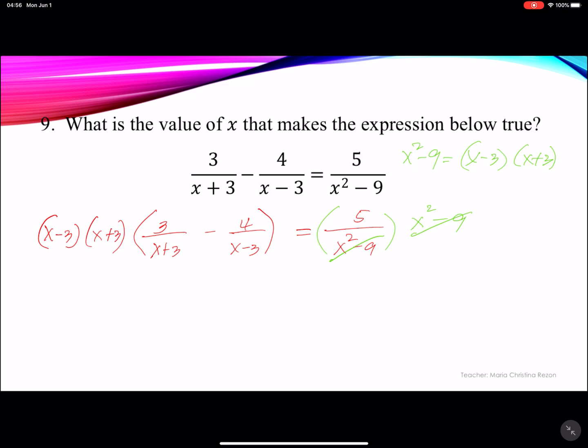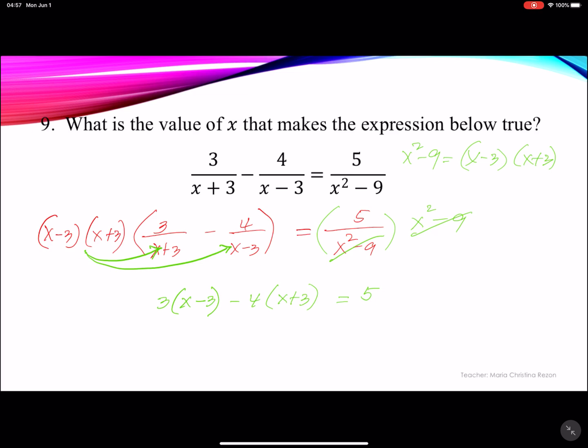And here, I'm going to multiply that there. So that is x minus 3 times x plus 3 times 3 over x plus 3. So that will be cancelled out. What is left is 3 times x minus 3. And then you multiply that there. So what is left is minus 4 times x plus 3 is equal to 5.